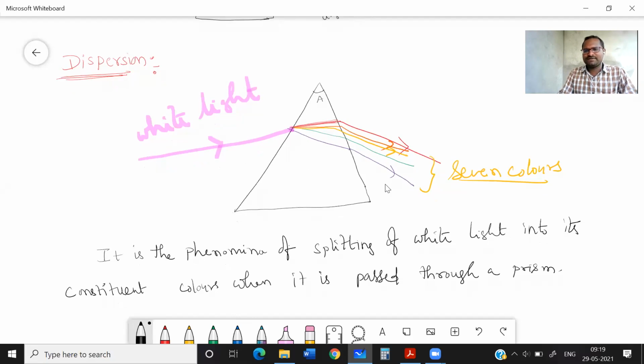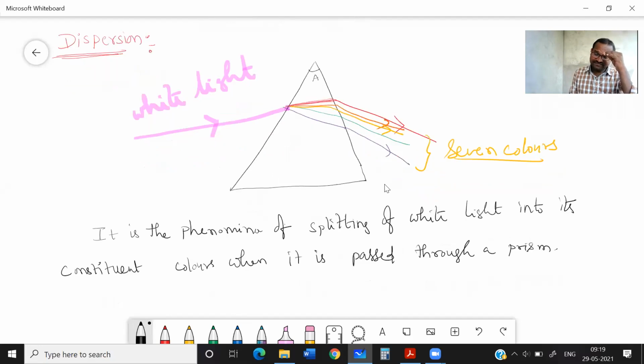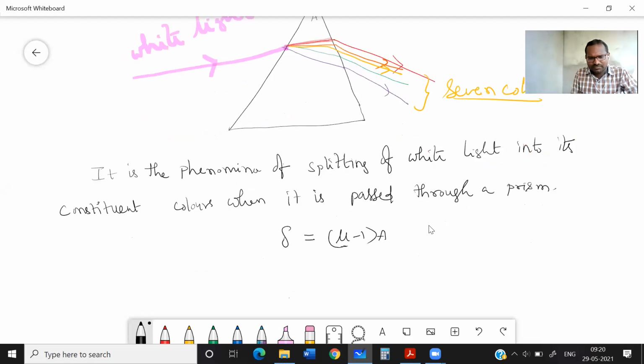The color of light depends upon the wavelength, and the wavelength depends upon the refractive index of the medium. Deviation produced in a medium is equal to mu minus 1 into A. So deviation depends upon the refractive index, and we know refractive index is inversely proportional to wavelength. More is the wavelength, less will be the refractive index, so less will be the deviation.